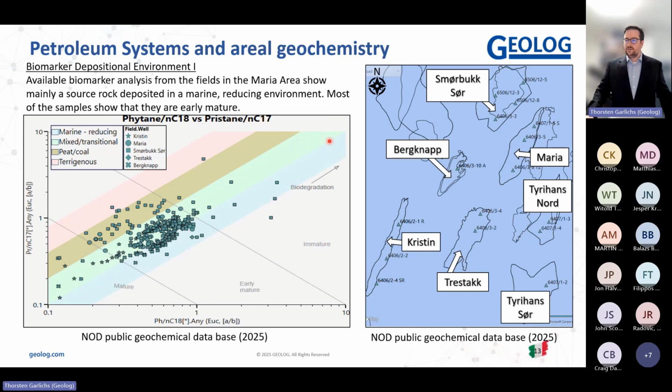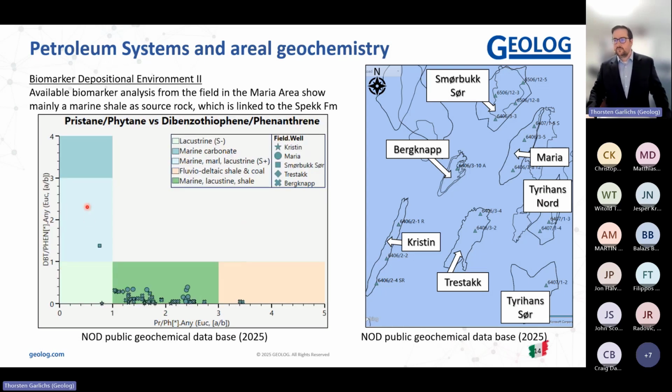Some brief biomarker ratios. Here we use the phytane over n-C18 versus pristane over n-C17 plot. All the biomarkers are mainly in the mixed and transitional zone or more reducing marine zone in this part. All of them, or most of them, are in the early mature phase. You see that here. And on the right side, you see the wells and fields where we have data from the public database available. So here's our Maria field. This is then surrounded by Smørberg Sør, Bergknapp, Christine, Trestak, Durian Sør, and Durian Nord.